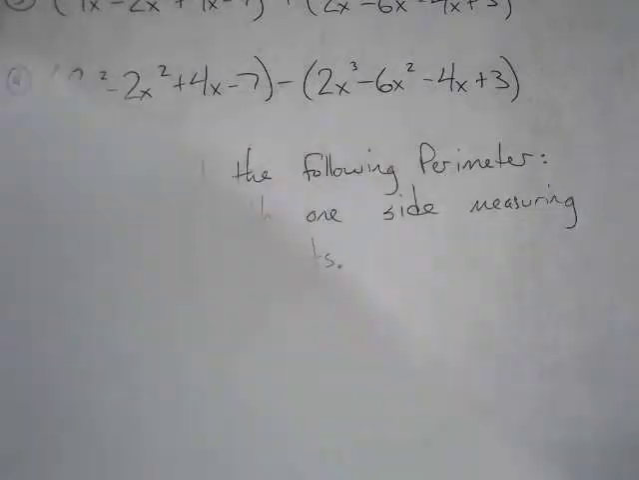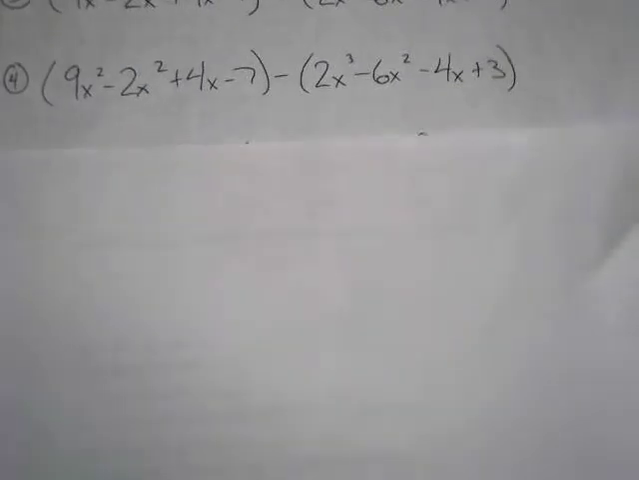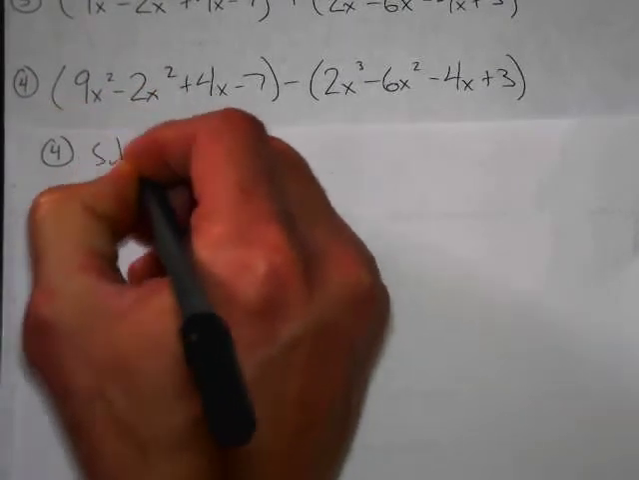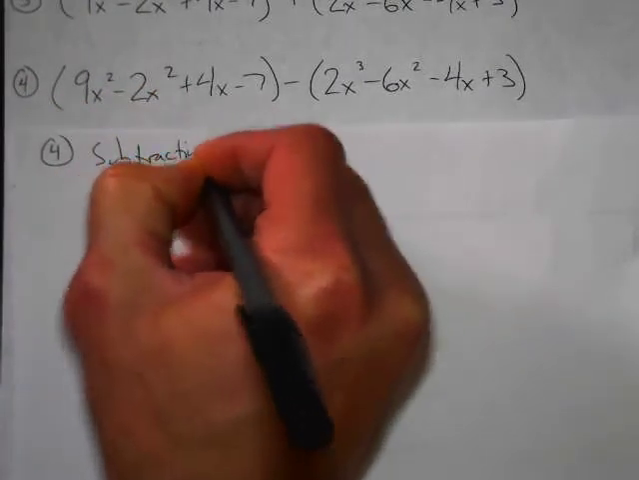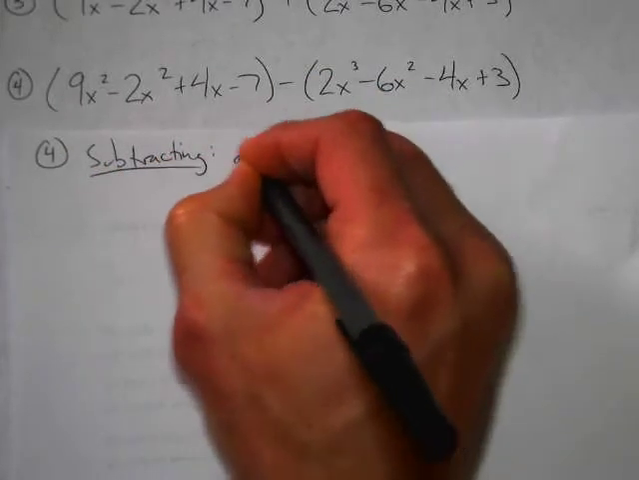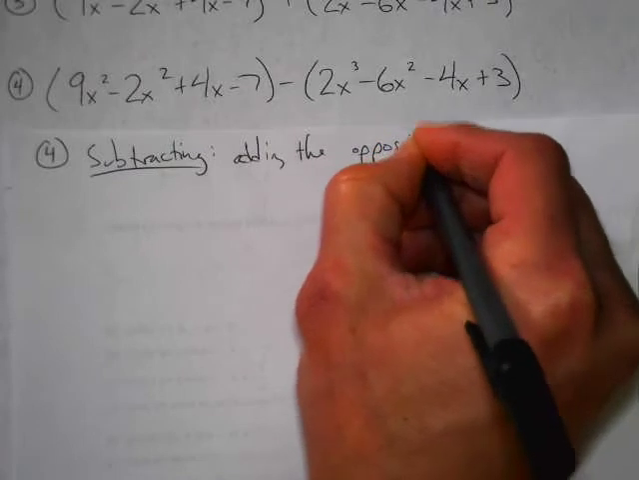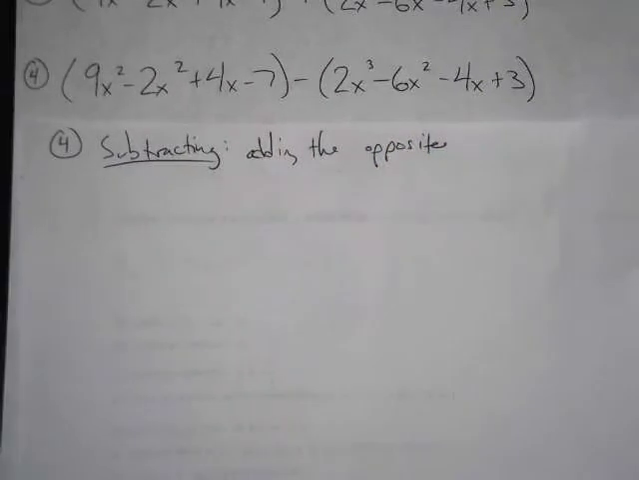And this is going to be a different ball game, because you remember what subtraction is. If you remember, subtracting is adding the opposite. So subtracting is adding the opposite. And I mentioned this with the algebra tiles. I'm going to show it here. Adding the opposite means we're using the distributive property.